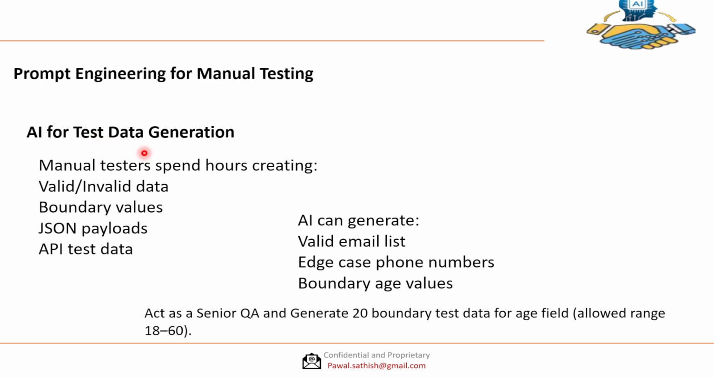Then AI for test data generation. As manual testers, we spend a lot of time creating valid and invalid data, boundary values, JSON payloads, or API test data. But AI can generate these things quickly, like the valid email list, boundary age values, or edge case phone numbers. We give a prompt like: act as a senior QA and generate 20 boundary test data for an age field, allowed range 18 to 60. Using AI, it will give it within a second.